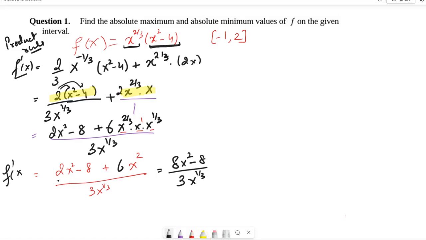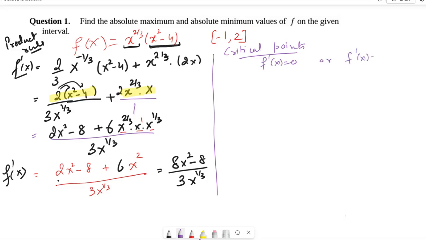What did we find here? This is our derivative. Step 2 is to find critical points. Critical points are where f prime x is 0 or f prime x does not exist. What kind of function is f prime? This is a rational function, a fraction basically, right? F prime x will be 0 if the numerator equals 0. So f prime x will be 0 if the numerator, which is 8x squared minus 8, equals 0. Or f prime x does not exist if the denominator becomes 0. The denominator will become 0 if x to the 1/3 is 0.